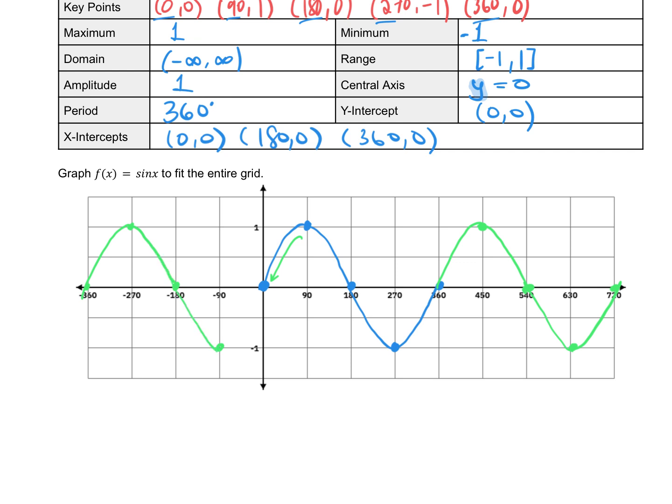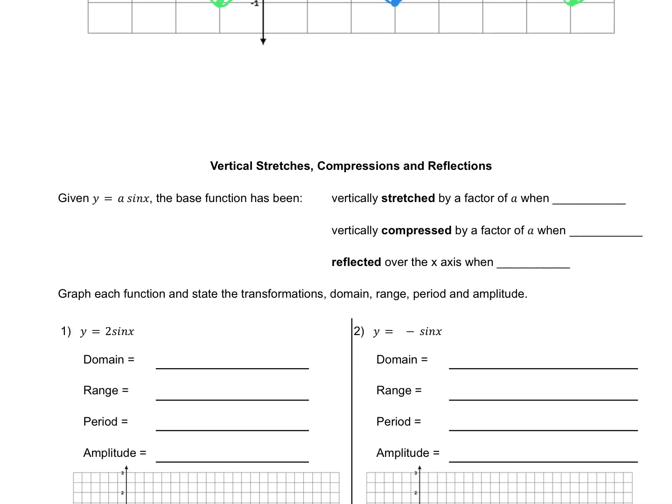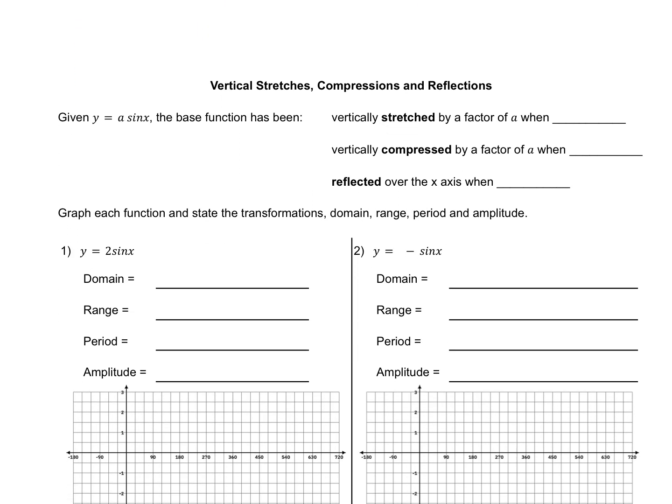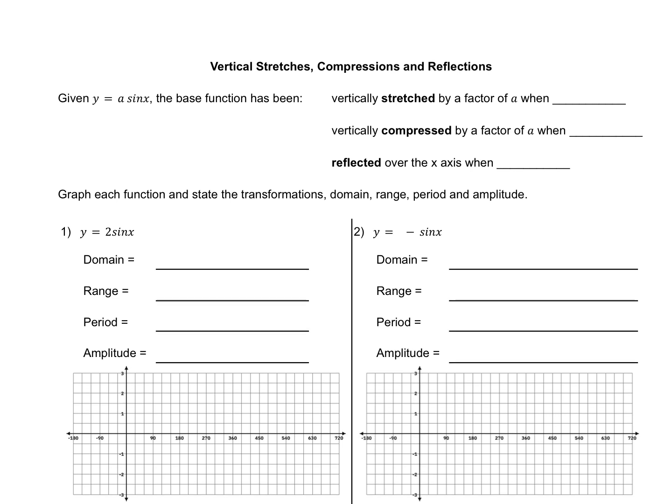And there we are. There's my sine x parent function. Now that we have an idea for this parent function, we need to start transforming it. And the first transformation we're going to focus on is a vertical transformation, and it could be stretches, compressions, or reflections. Now, the a value is what's going to give you these vertical stretches, compressions, and reflections.